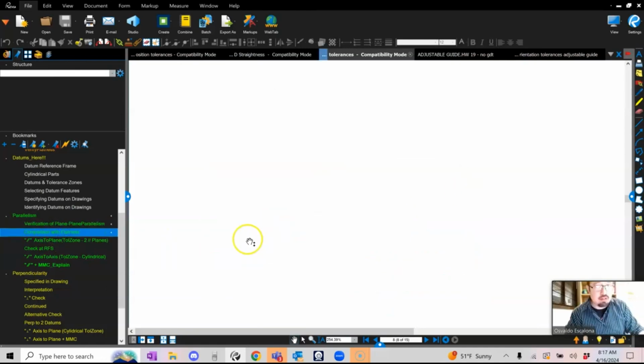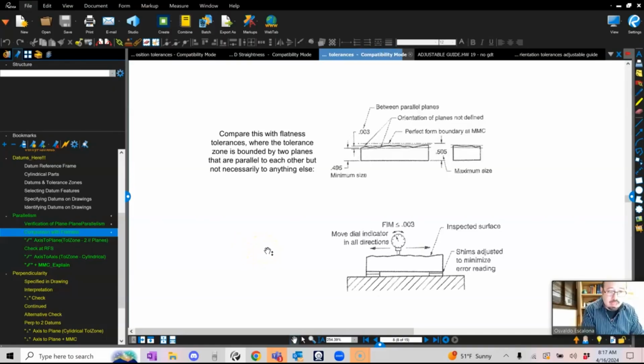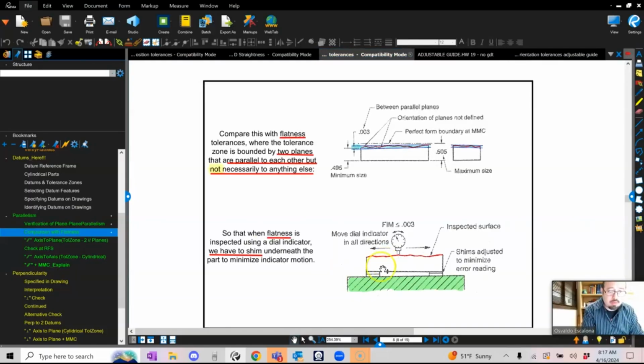And this is pretty much what it's telling you. This one has an image of the comparison between flatness and parallelism. So again, this is flatness. In order for me to do flatness, the other way to do it, I can also put shims, and I will try to make this surface on the red as parallel as possible to the orange, and then I can move my dial indicator, right?